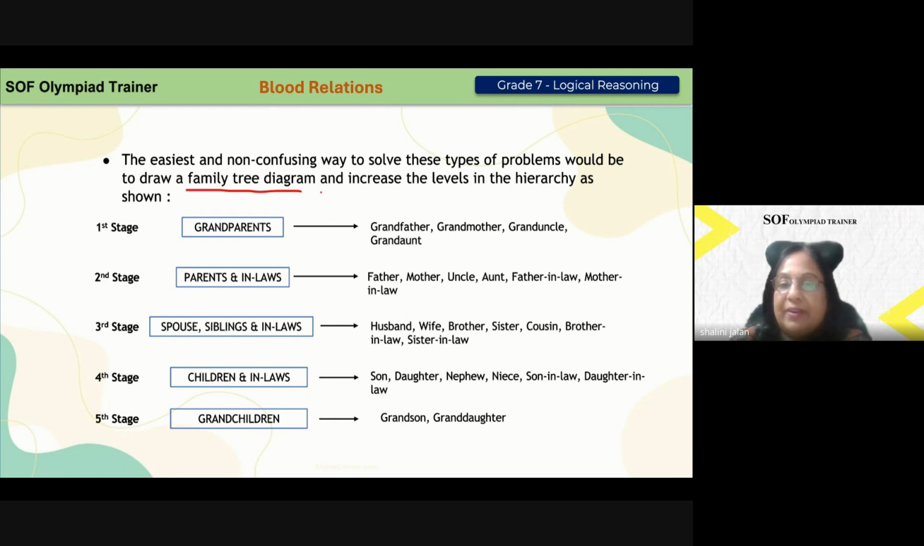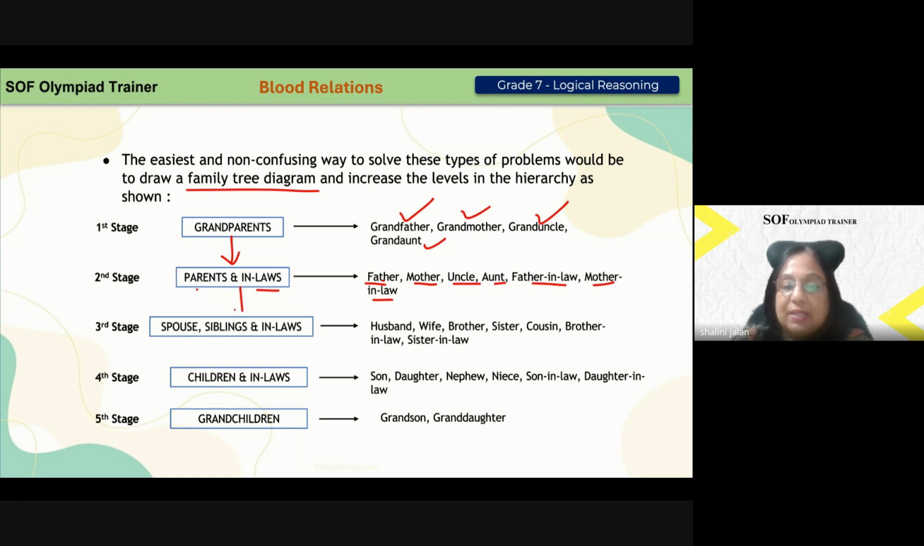So here is the first stage. To draw a family tree diagram, we use the first stage of grandparents. This includes grandfather, grandmother, granduncle, grandaunt, and so on. Then the second stage will be the sons of these grandparents. That will be the parents, or if it is a couple's parents, the spouse's parents, that will be in-laws. So this can be father, mother, uncle, or aunt, because uncle and aunt will be brothers and sisters of your father or mother. Then there can be father-in-law or mother-in-law, right?